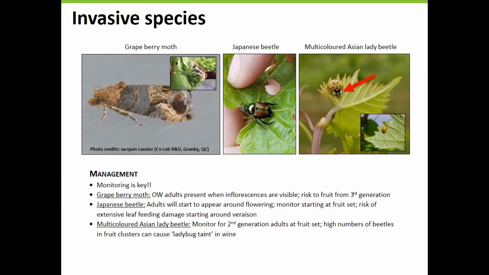The issue with this one in places, certainly in Ontario, for example, where you have very high numbers of these, they can get into the clusters. One beetle per cluster when you have a lot of them. So a lot of clusters with one beetle is the action threshold, can actually cause ladybug taint in the wine.